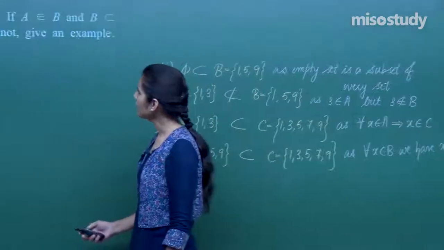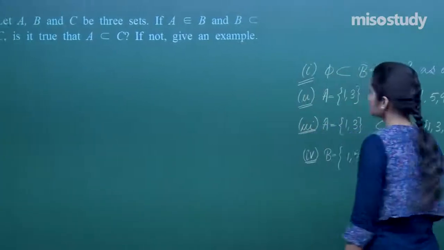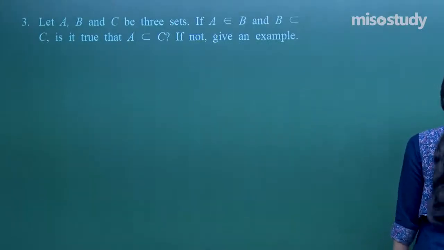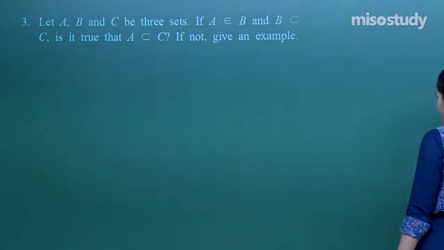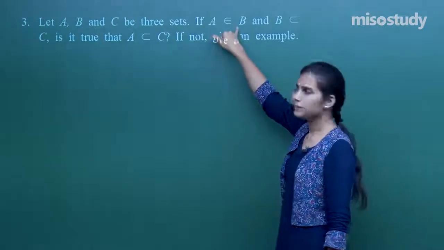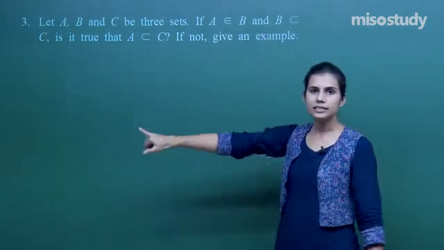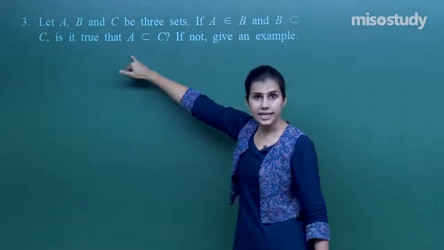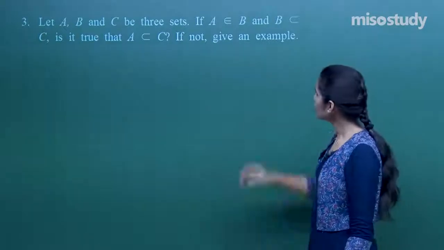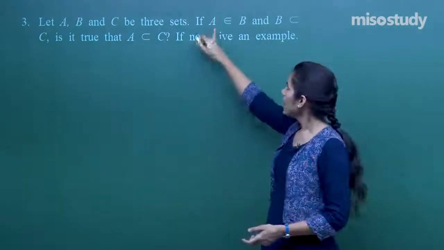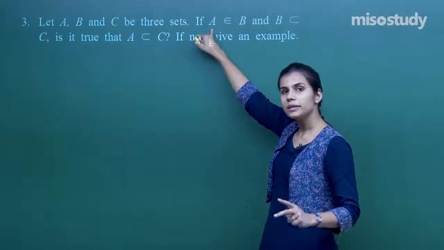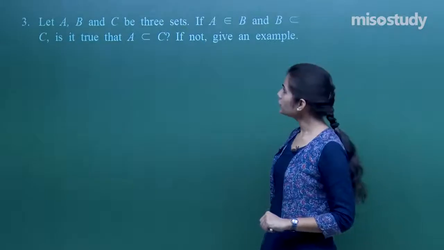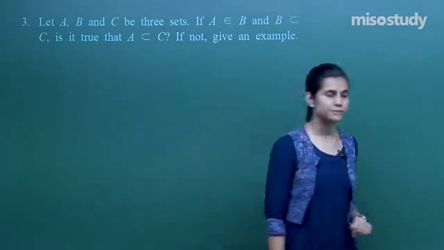Moving to the next question, we have A, B and C as 3 sets. A belongs to B, that means A is sitting as an element in set B. Please mind it, belonging means here A is being treated as an element in set B, and B is contained in C, so B as a set is contained in C. Is it true that set A as a set is contained in C as a set? If not, give an example. Well, I will have to define an A, define a B and define a C such that this thing holds true or is violated. Why don't you give it a thought and then we'll be back on this question.